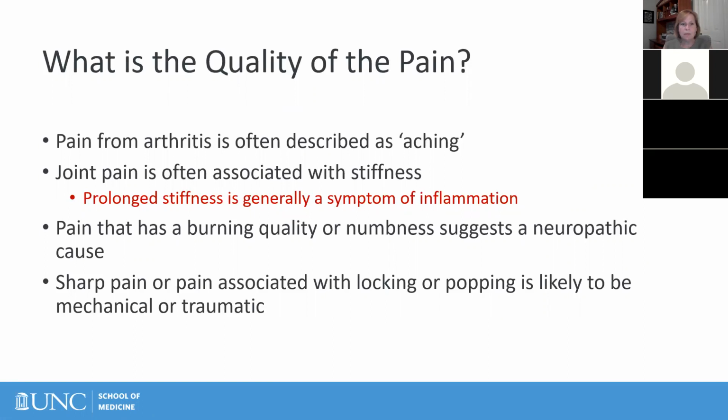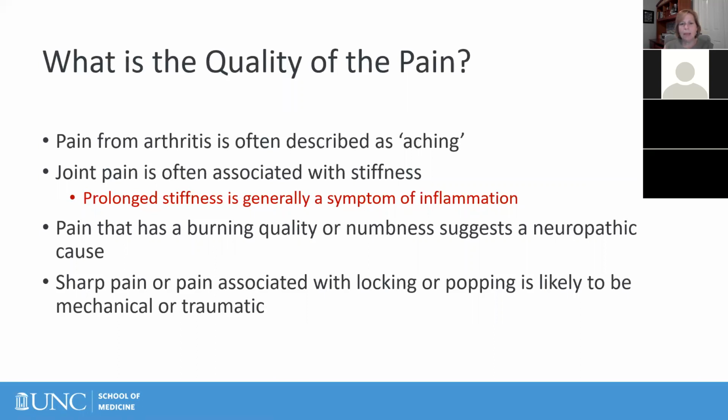Sometimes the patients will have pain that has a burning quality or numbness, and this may suggest a neuropathic cause. So for example, somebody may present with hip pain that has a burning or numb or shooting kind of quality. And yes, this may be coming from the hip itself, but I also want you to think, could there be a nerve that's being irritated in the lumbar spine that's radiating around to that hip that causes that pain? Again, the quality of the pain may suggest where the pain may be coming from.